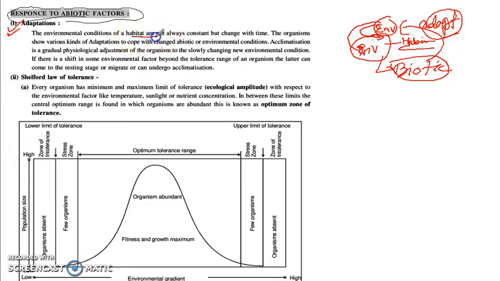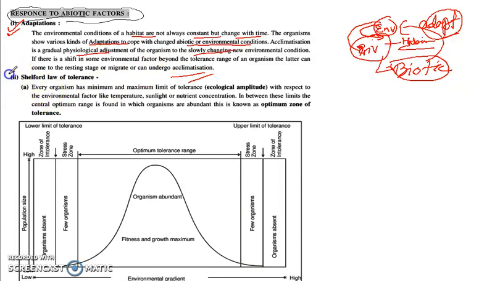It means that in a habitat the environment is not always constant, but keeps changing from time to time. So the organism shows various adaptations, meaning they change according to the environment so that they can survive under changed abiotic conditions. Gradually, physiological adjustment as well as biochemical adjustment are the major forms of adjustment found in this topic, that is, response.